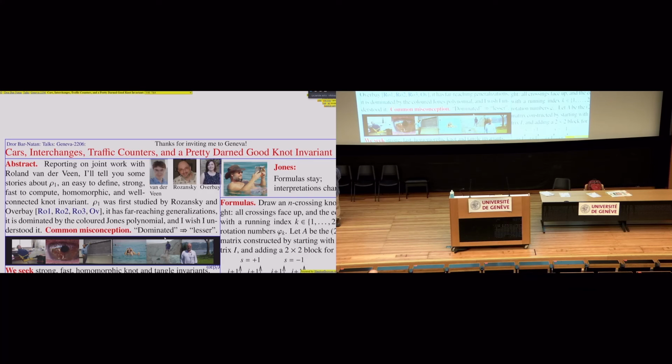I have a simple one, you can repeat it. Did you find a chiral knot with vanishing rho 1? Did we find a chiral knot? A chiral knot with vanishing rho 1. Ah. We didn't look. Okay. I mean, in principle, we've computed rho 1 for, I think we stopped at 14 crossings. So it's a search, but we didn't.